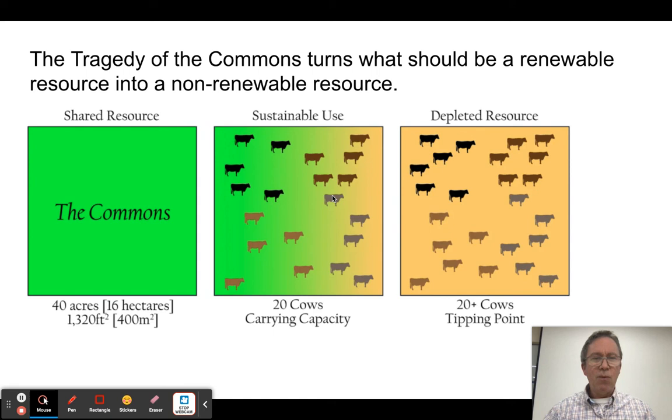But what happens is one of those families goes, now hang on a second. What if I put two cows out there? Think how much more money I could have. I could sell all this extra milk. I could sell all this extra meat. Honey, we could be rich. And so they put out, now there's 21 cows.